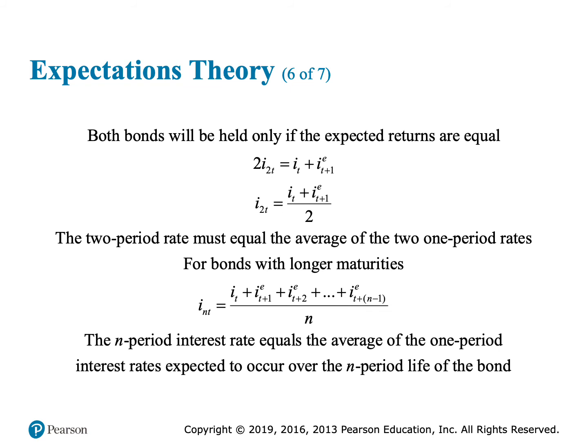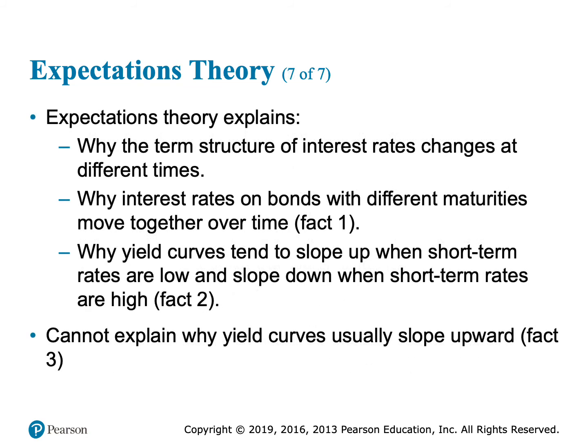So you want to hold that equation in your head because that really is a nice little summary of the expectations theory. Expectations theory, again, is going to explain why the term structure of interest rates changes at different times. It talks about why interest rates on bonds with differing maturities will move together through time. And it explains to us why yield curves tend to slope up when short-term rates are low and tend to slope down when short-term rates are high. Hopefully you caught the verbal typo there. Yet, right, the expectations theory cannot explain why yield curves are usually sloping upward.